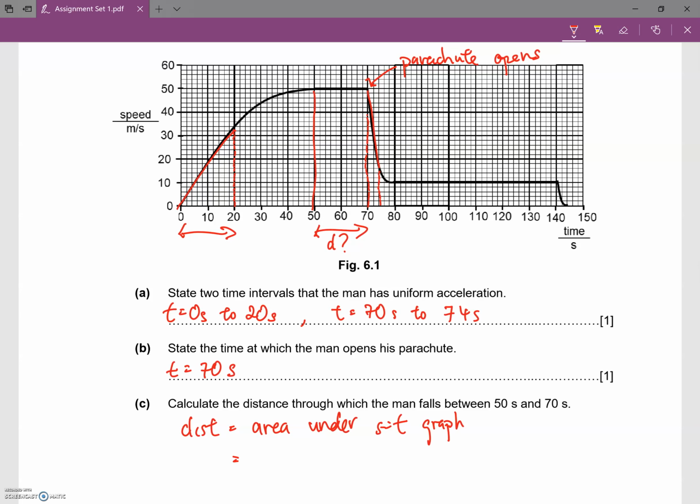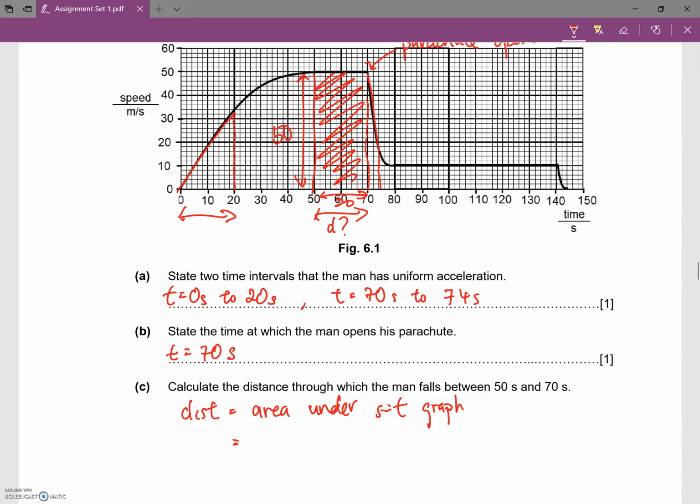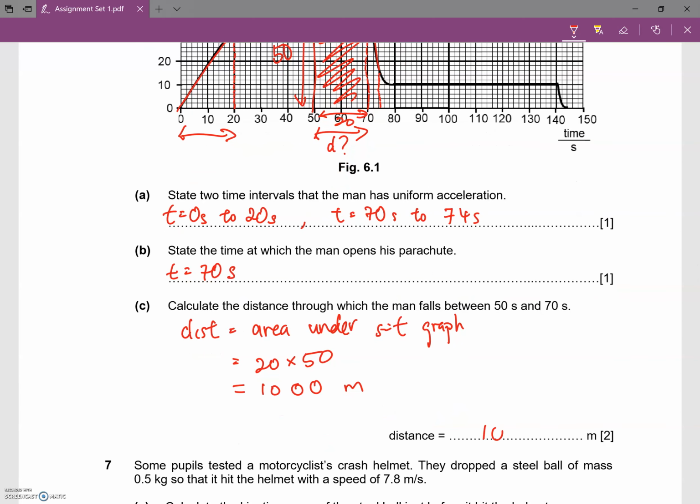So to find the area over here, we know that this is 20, this is 50. So can you see this is actually a rectangle? To find the area of the rectangle, I'll just take the base times the height. So it's 20 multiplied by 50. What I'm going to get is 1,000 meters. So the distance covered is 1,000 meters. Relatively simple question.